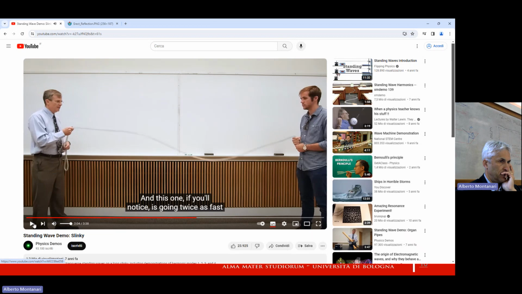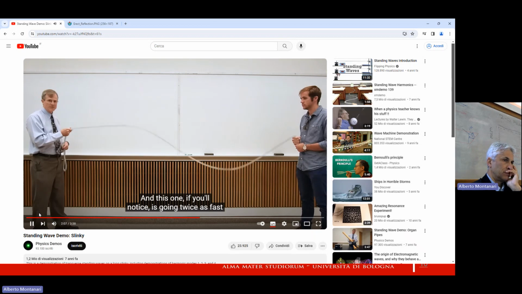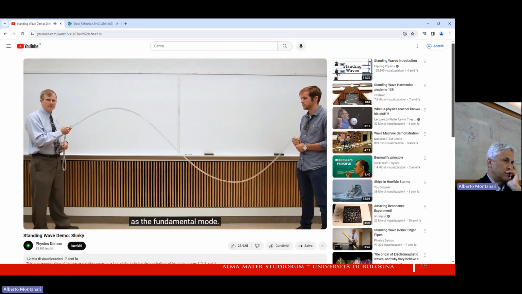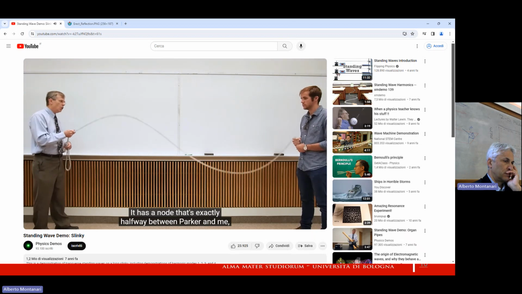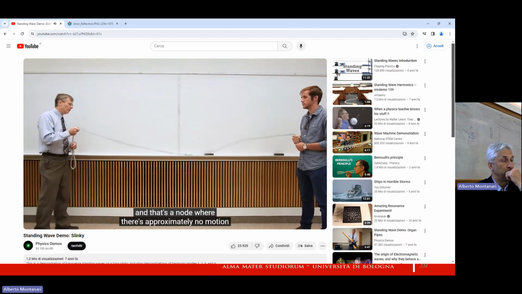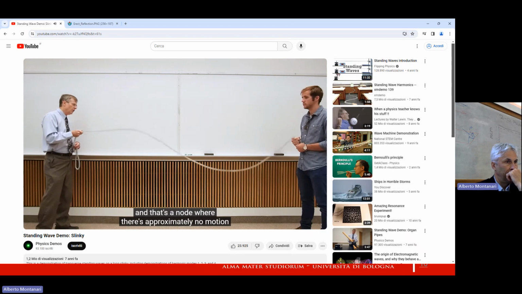And this one, okay, you see the node here and the antinode here. I don't know if you'll notice, it is going twice as fast as the fundamental mode. It has a node that's exactly halfway between Parker and me. And that's a node where there's approximately no motion going on.